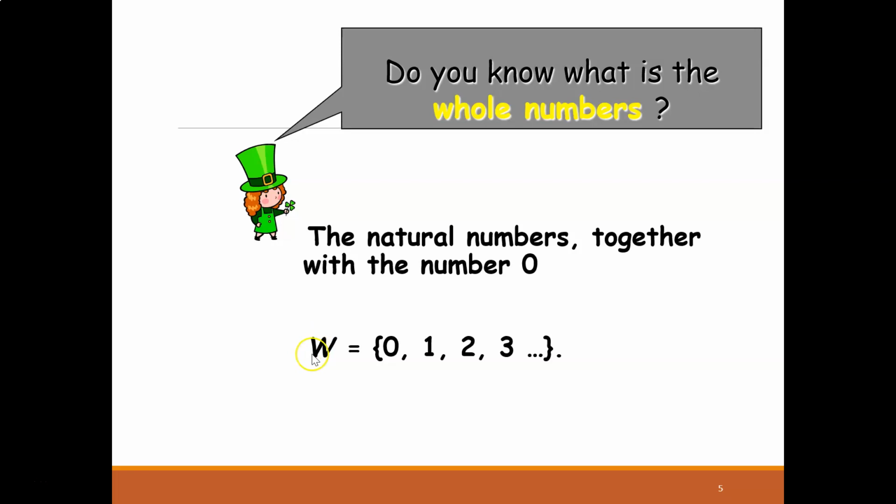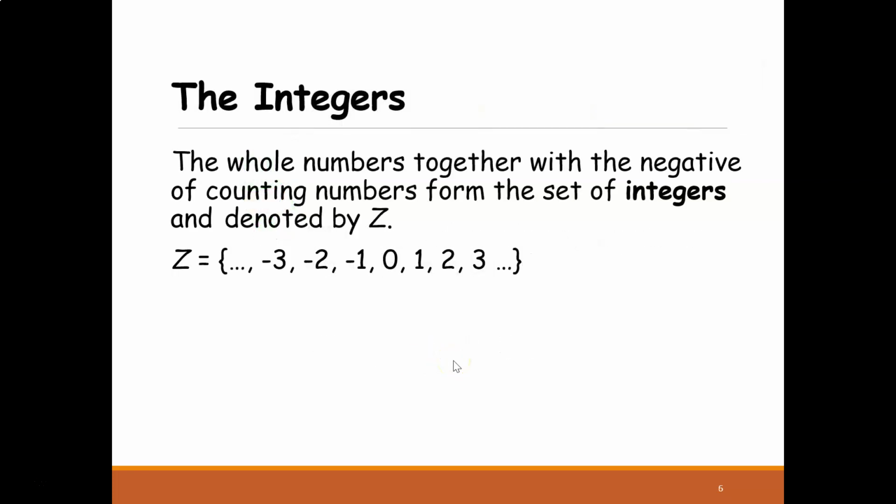So it is represented by capital W, huruf W besar. So W or whole numbers is 0, starting from 0, 1, 2, 3, 4, 5, and so on and so forth. Okay, so why do we put a curly bracket over here? Because it is a set of numbers. Okay, that is whole numbers.